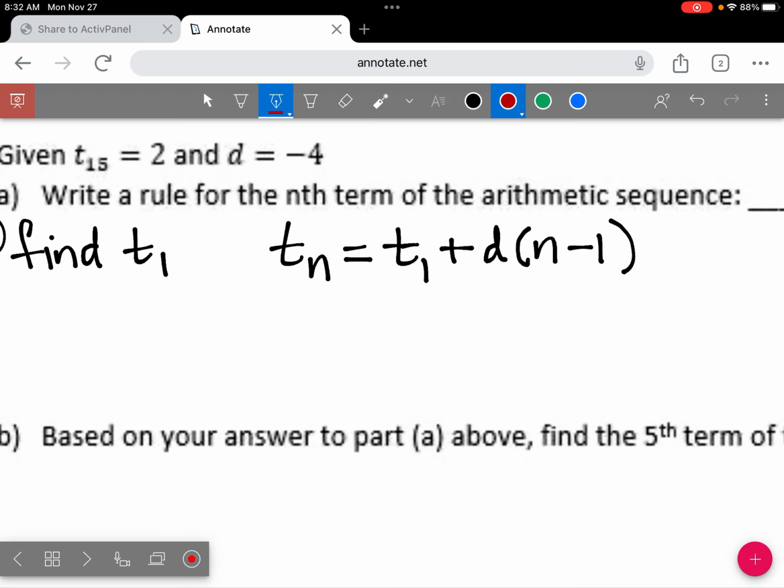So 2 goes here. I don't know T1. I know my common difference. What is my common difference? -4. And then n in this example would be what? 15, because 2 is the 15th number.